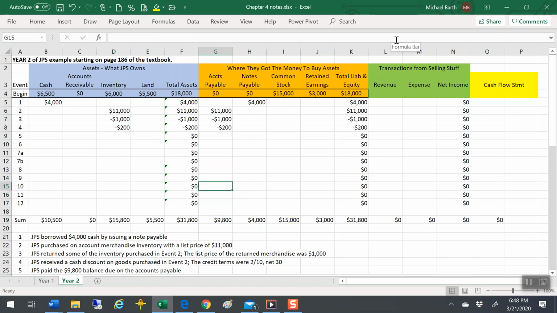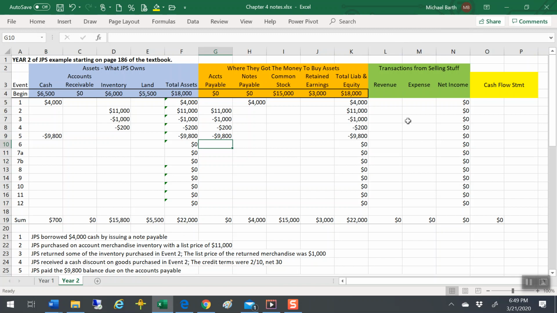Now, what happens if you don't pay within the 10 days? Then the discount comes back off, and you pay the full $10,000 you still owe them. So if you pay within 10 days, you pay $9,800. If you pay after day 10 up to day 30, you owe $10,000. That's the $11,000 net of the return. Now JPS paid the $9,800 that they owe. That means my checking account goes down by $9,800 and the accounts payable goes down by $9,800. So my balance sheet still balances.